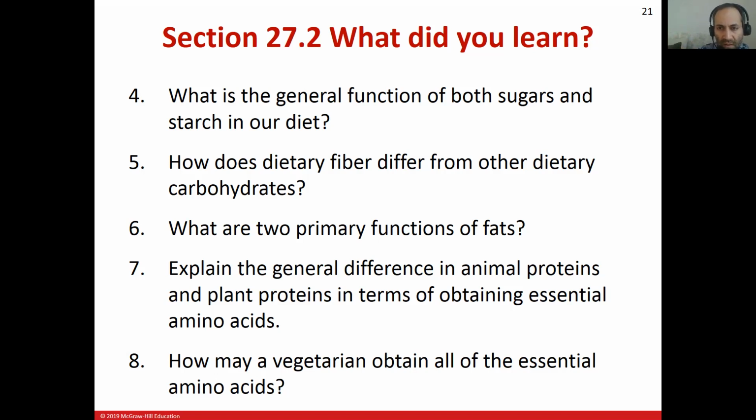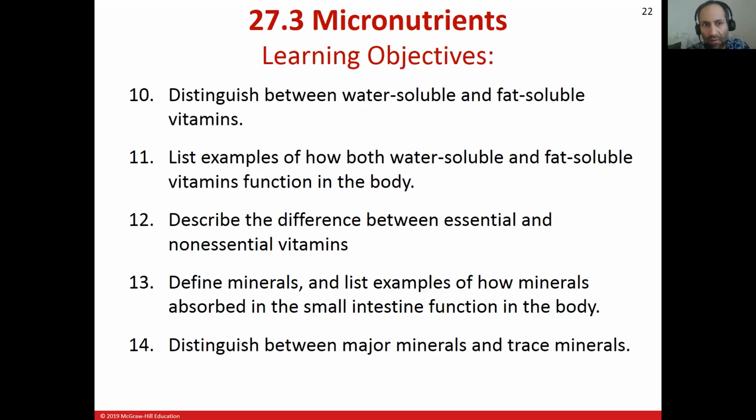Explain the general differences in animal proteins and plant proteins in terms of obtaining. So animal proteins have all the essential amino acids. Plant proteins are incomplete proteins. So you have to mix different types of plants in order to get adequate nutrition. How may a vegetarian obtain all of the essential amino acids? By mixing different vegetables together, again.